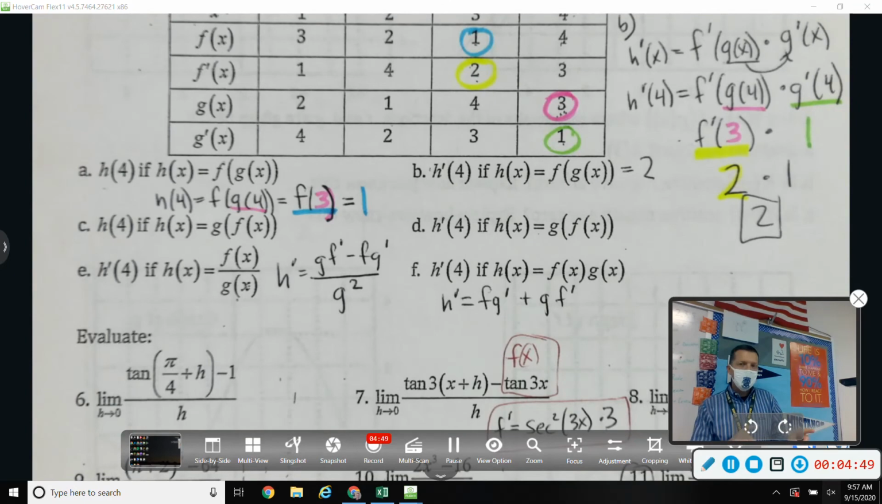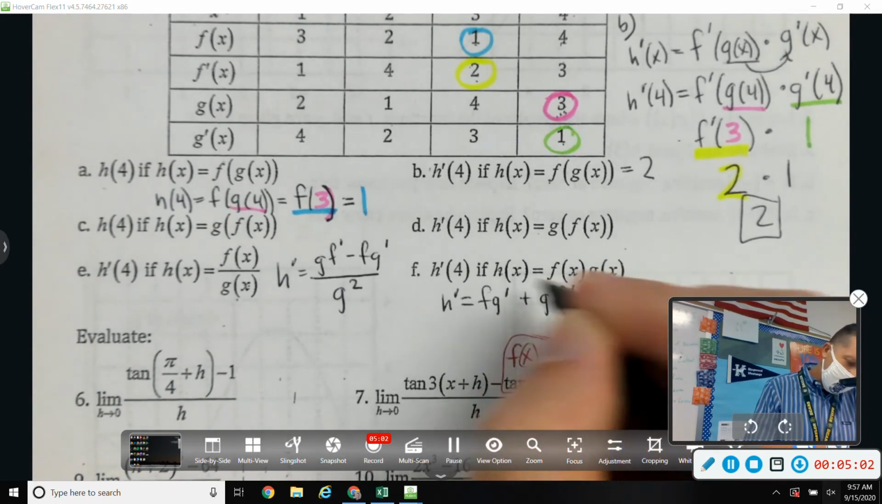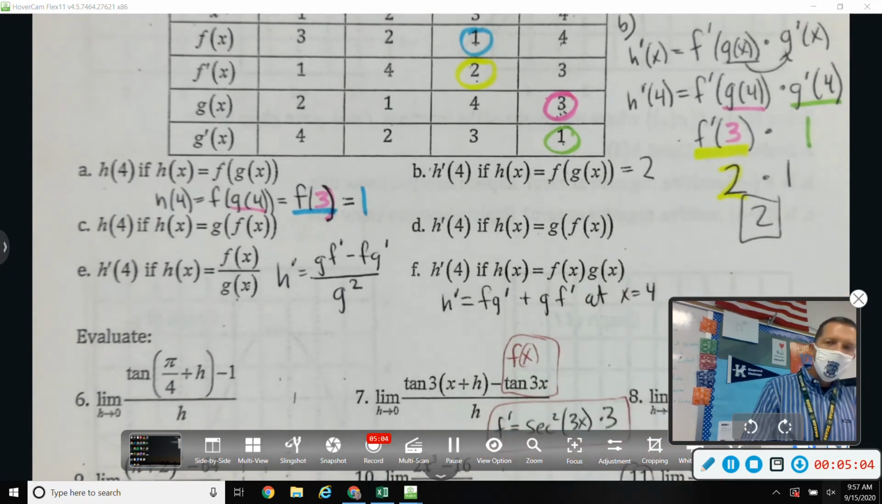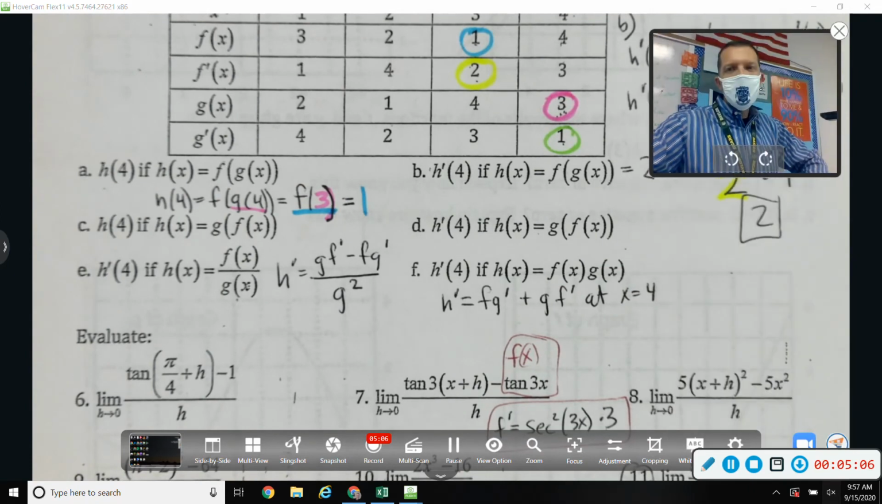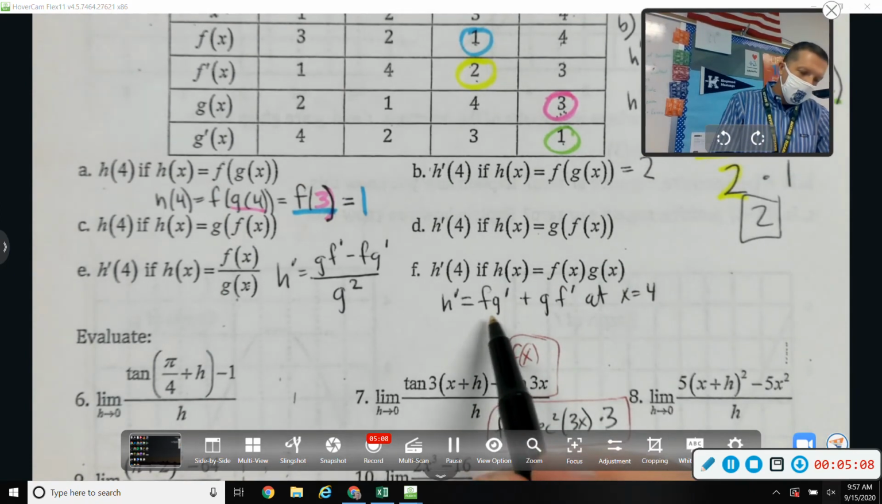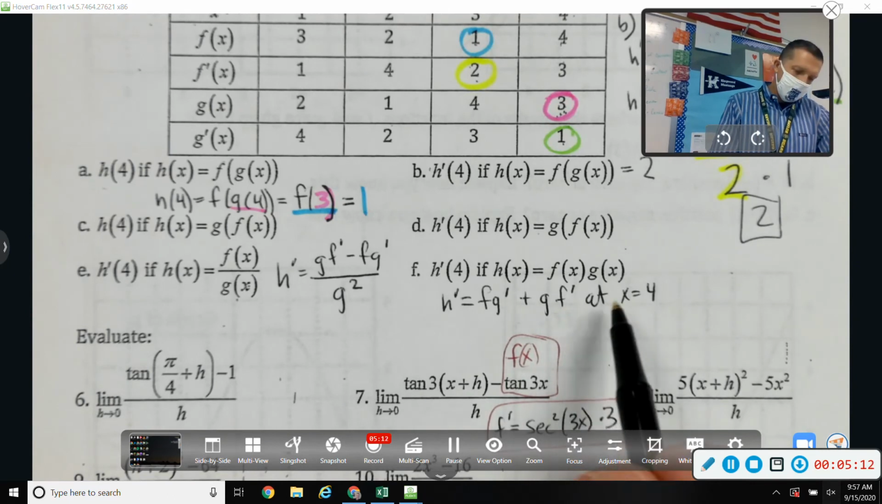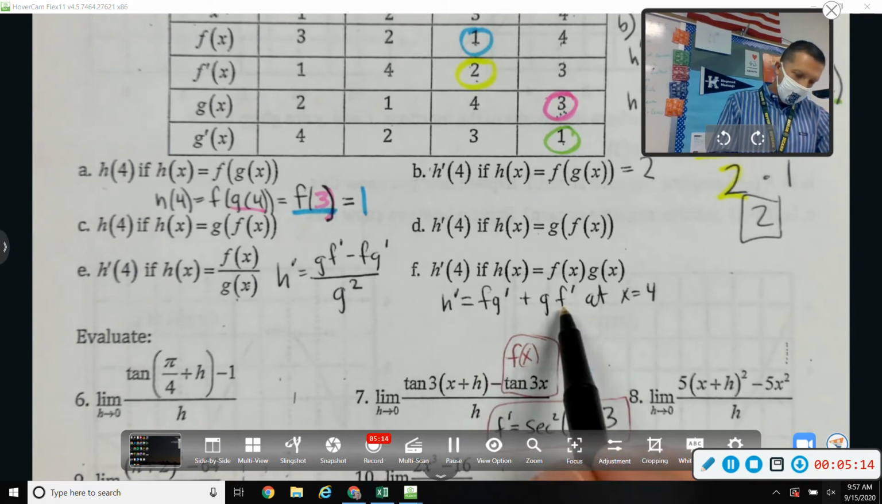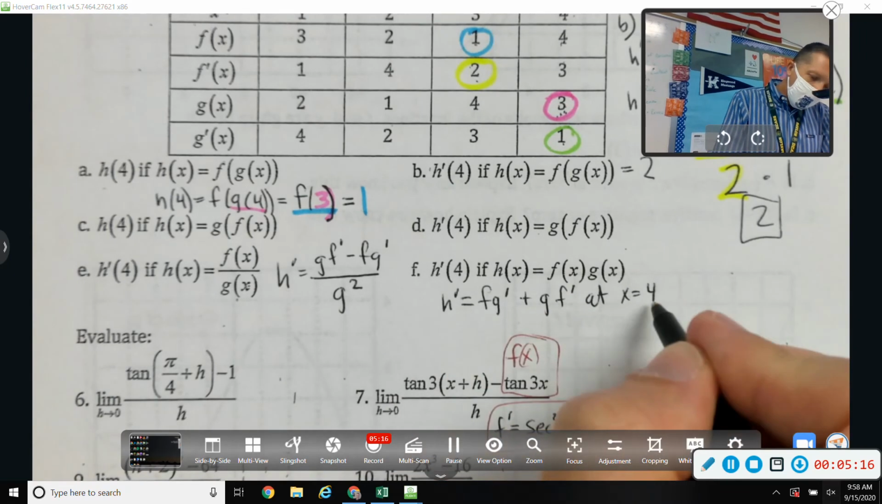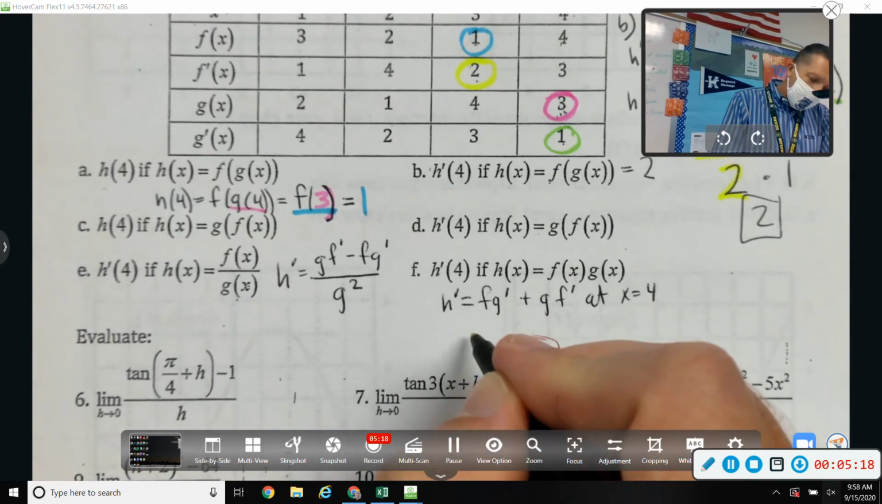Do I need to work E or F, or are we okay on that? Does anyone want to see E or F? Yeah, so let's do F. And all of those are at x equals 4. So if we really wanted to be official, we'd put f of 4, g prime of 4 plus g of 4 times f prime of 4. But that's a lot of 4's. So I'm just going to leave it like that and know that I'm looking at 4 every step of the way.